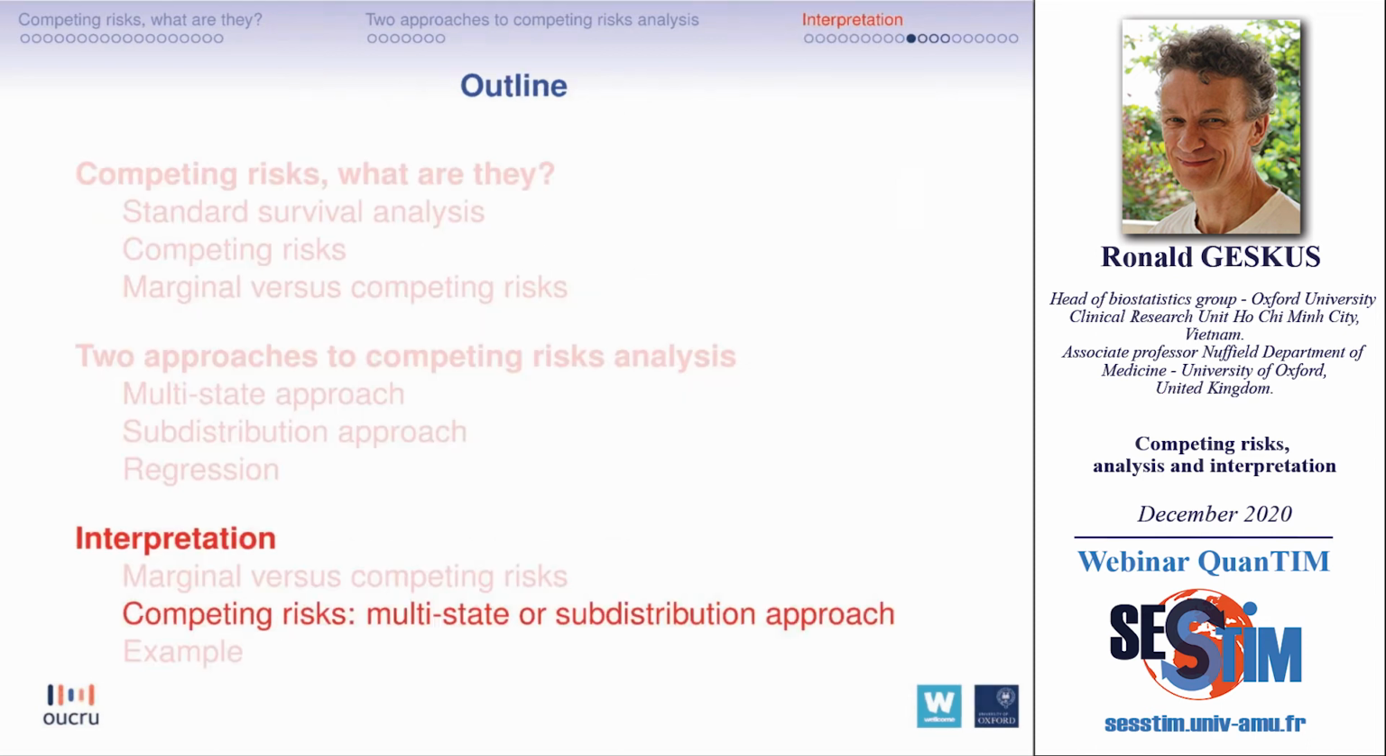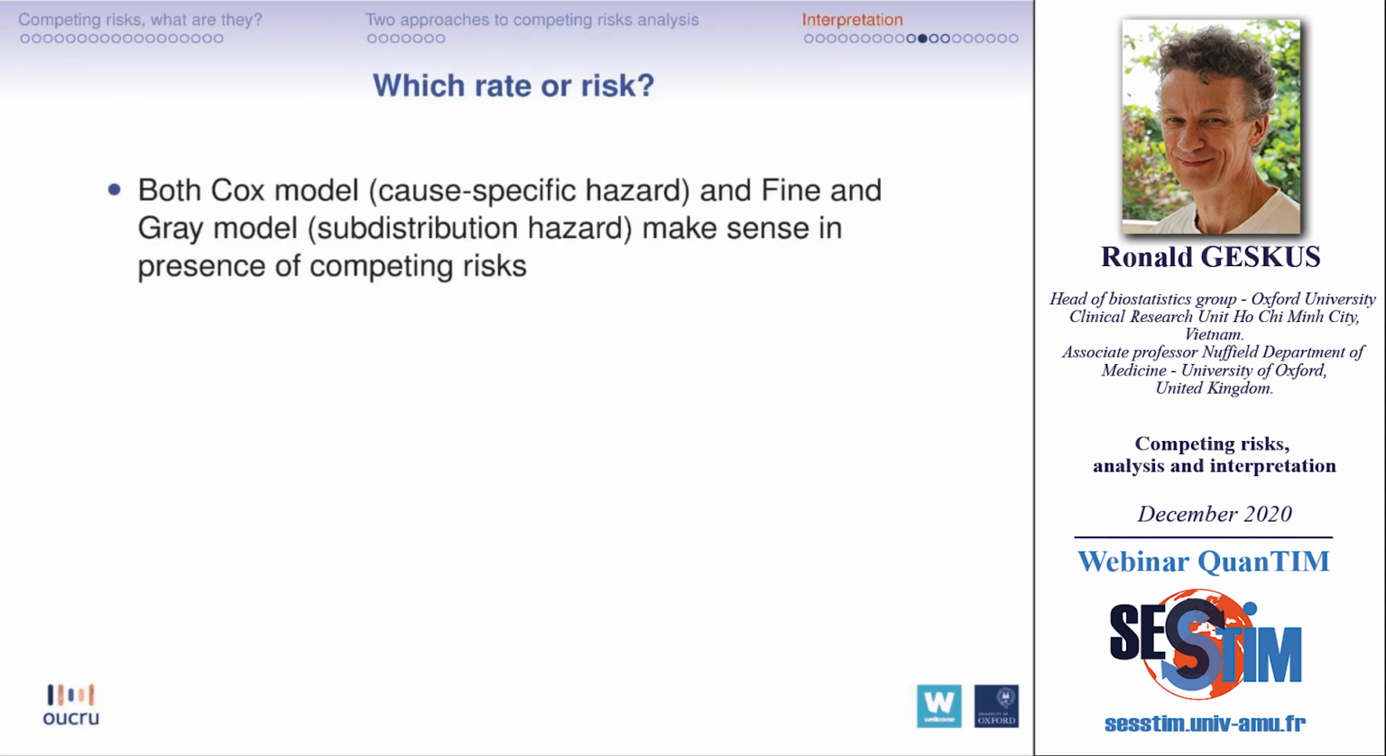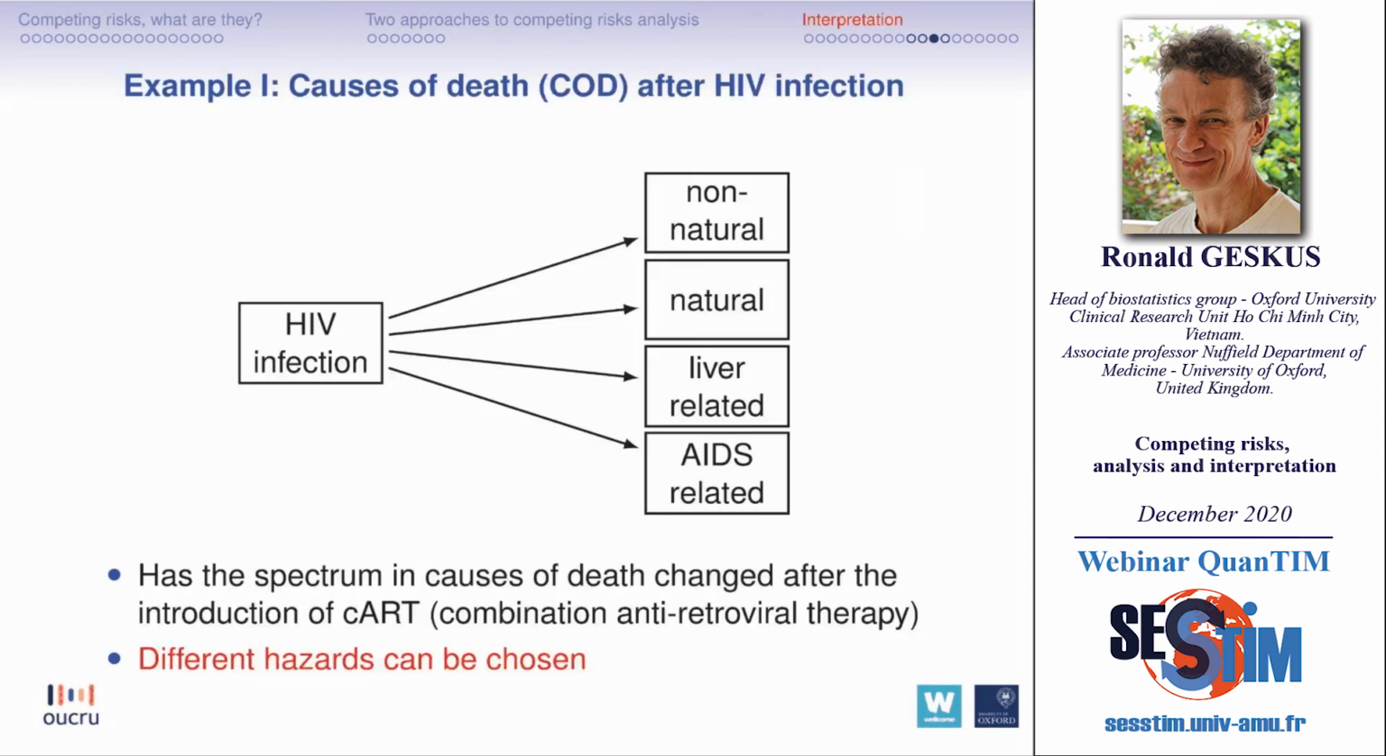Okay, so this is a question that is often asked, and there are many papers about this as well. So do I choose the multi-state approach? Do I estimate the cause-specific hazard as basis, or do I use the subdistribution approach? So do I use the subdistribution hazard as basis? In a regression setting, do I fit a standard Cox model, or do I fit a Fine and Gray model? Both are fine in the presence of competing risks, but they quantify slightly different things. And I think this is best explained by means of this example.